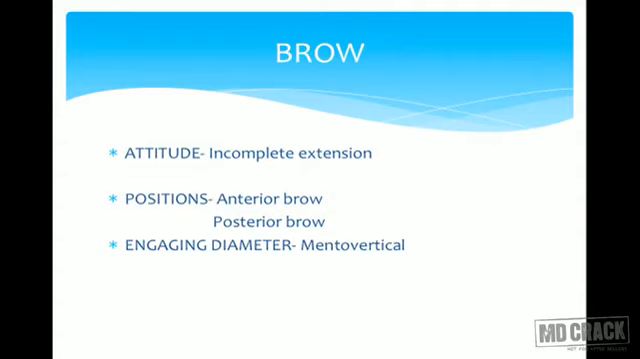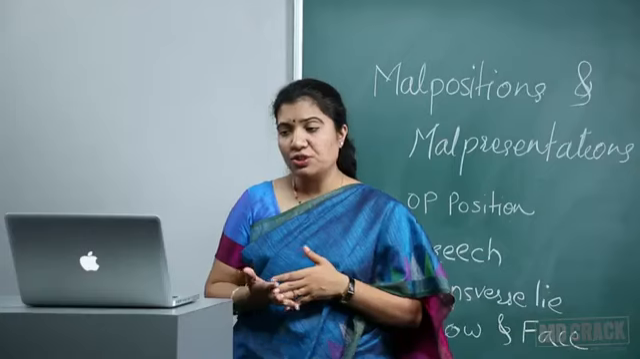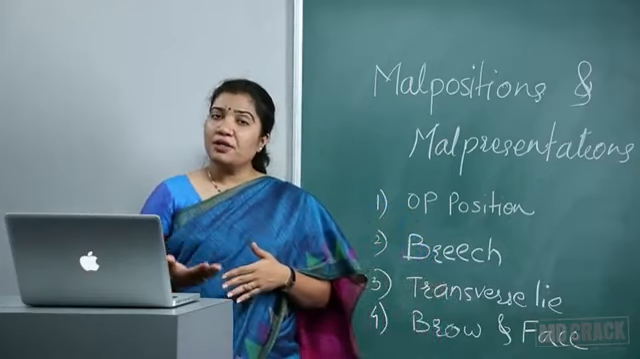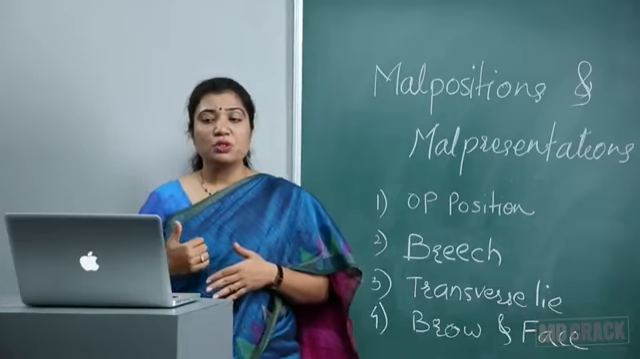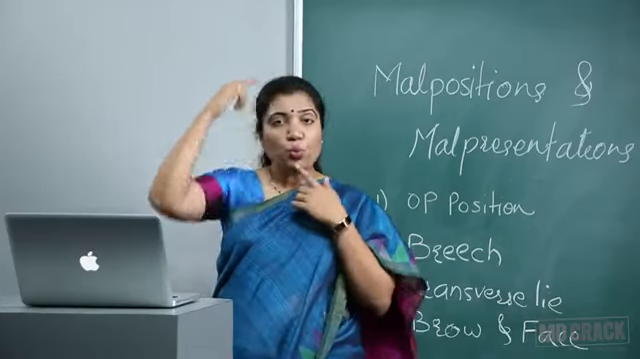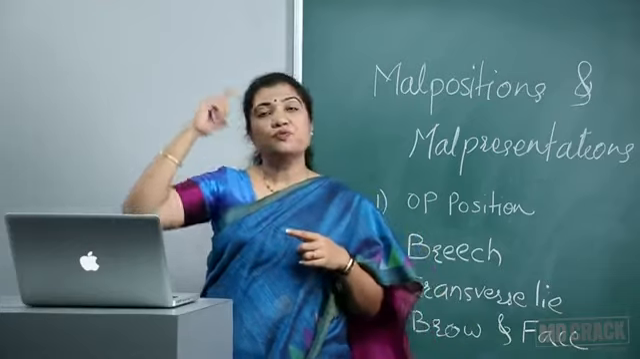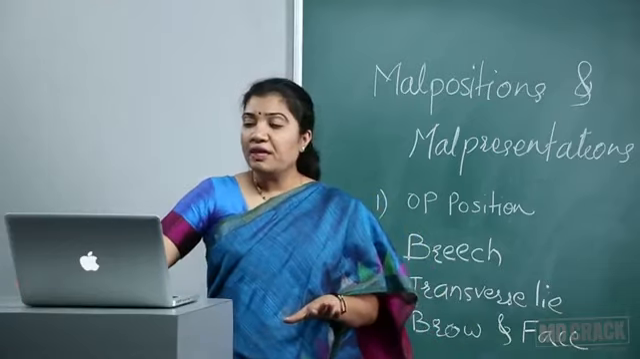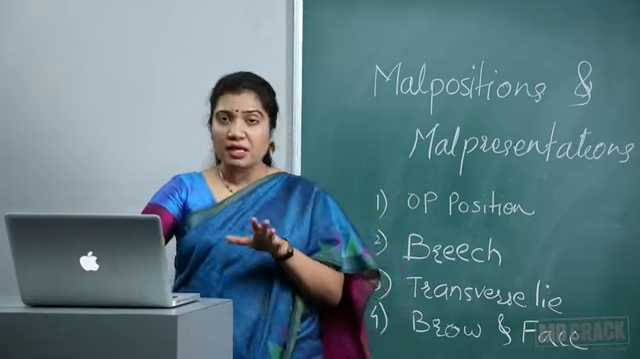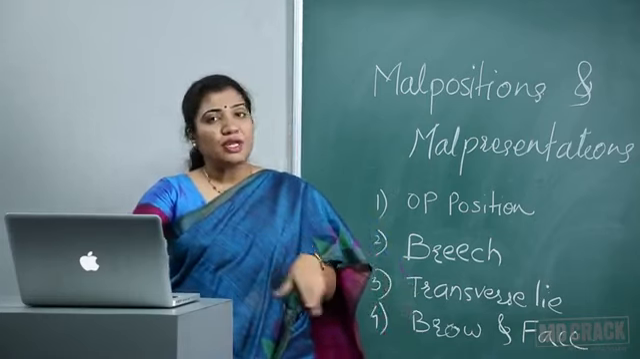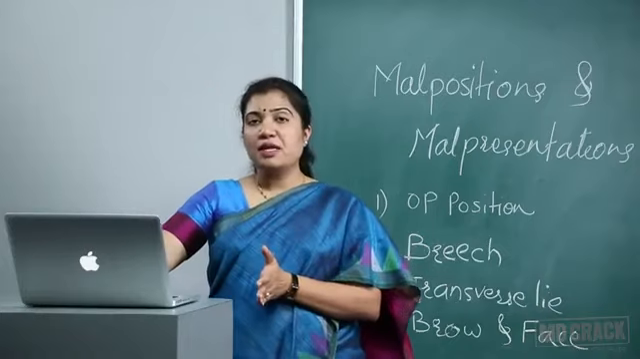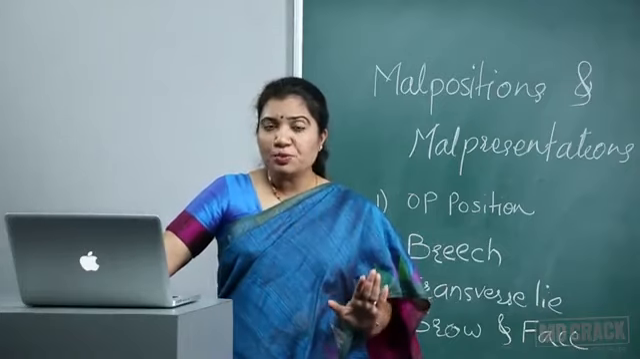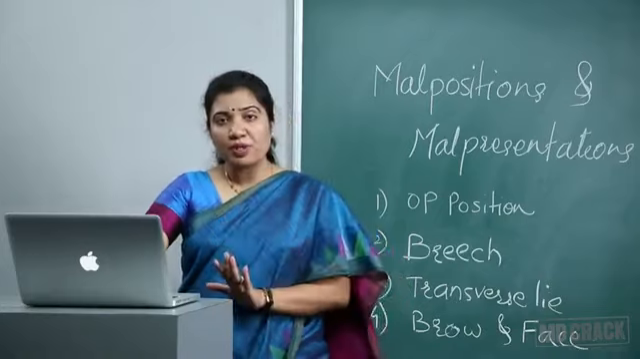Now coming to the last portion, that is brow. In brow, the attitude is little less extension than face presentation. Position is either anterior brow or posterior brow. Engaging diameter is mento-vertical, the largest one, that is 14 cm. And as you know, pelvis has only 11, 12 and 13 as diameters. So 14 cannot come out of these lesser diameters. So there is no mechanism of labor in brow presentation.